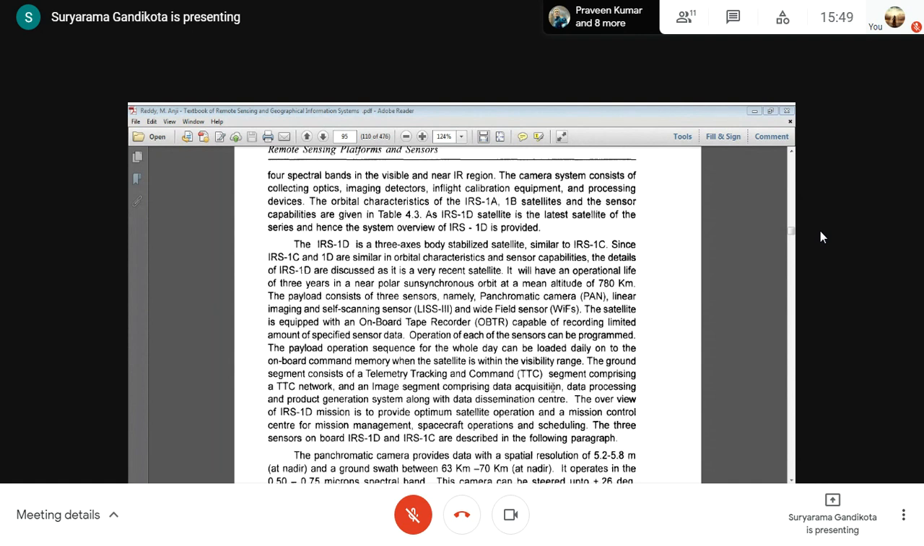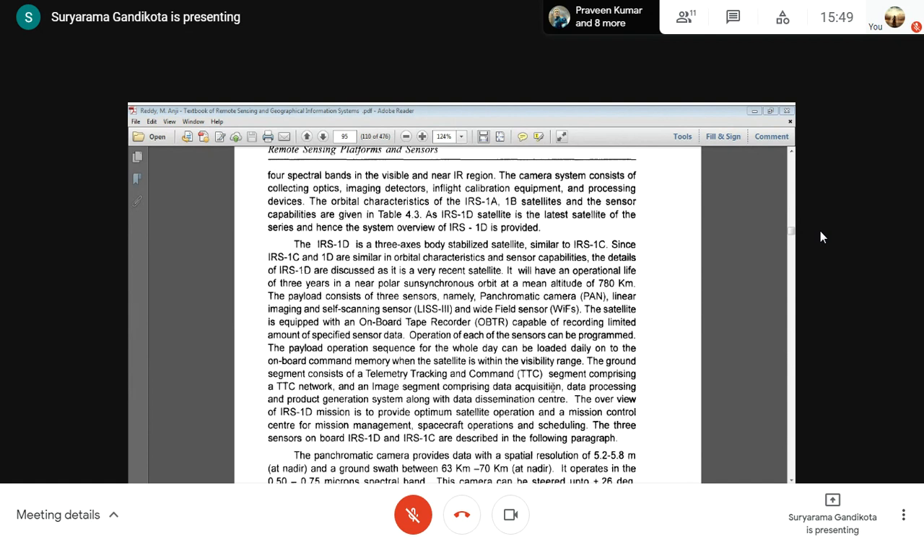As IRS-1D satellite is the latest satellite of the series, the system overview of IRS-1D is provided. The IRS-1D is a three-axis body stabilized satellite similar to IRS-1C, and they are similar in orbital characteristics and sensor capabilities. Details of IRS-1D are discussed as it is a very recent satellite.